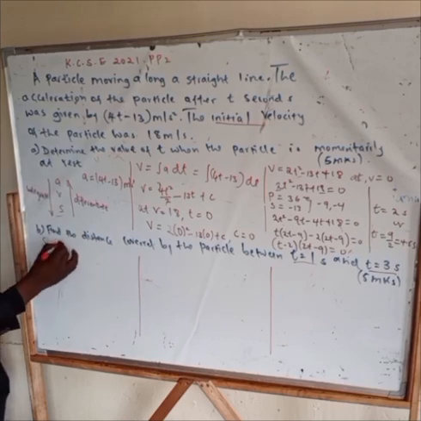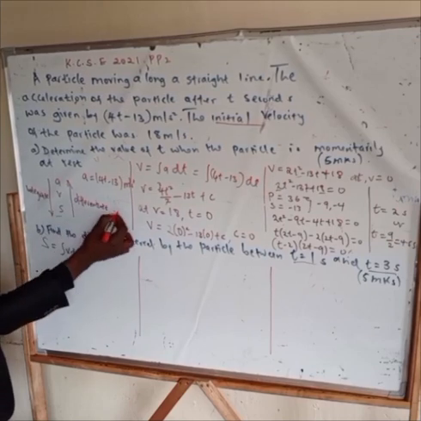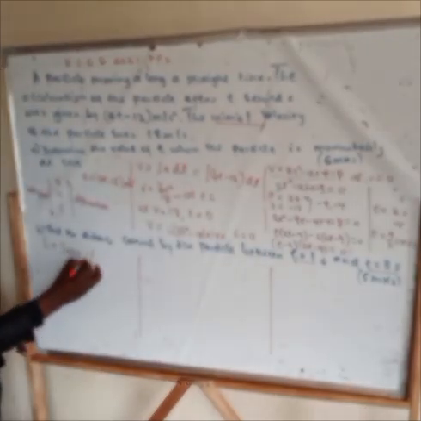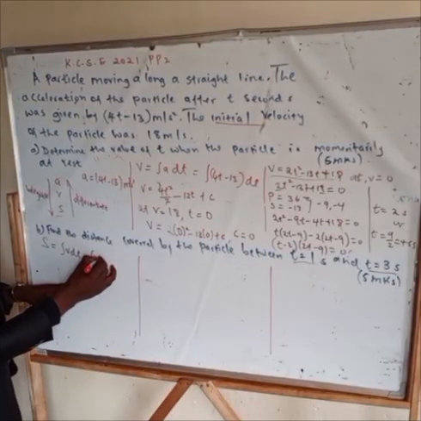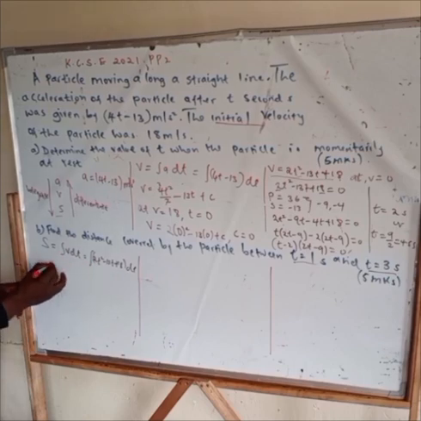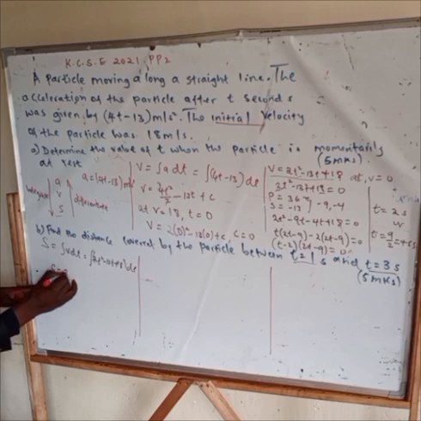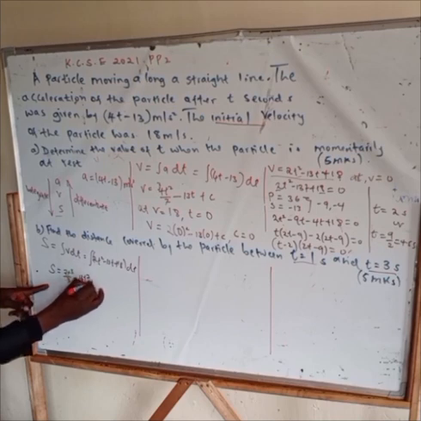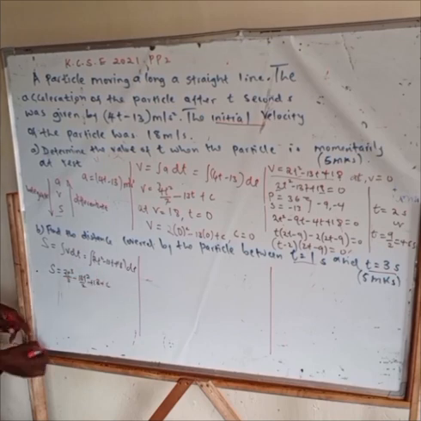S will be given by the integral of v with respect to time. If we can have it down, because our equation is what we got here, we can have it as the integral of 2t squared minus 13t plus 18 with respect to time. So S will be equal to 2t cubed over 3 minus 13t squared over 2 plus 18t plus a constant c.